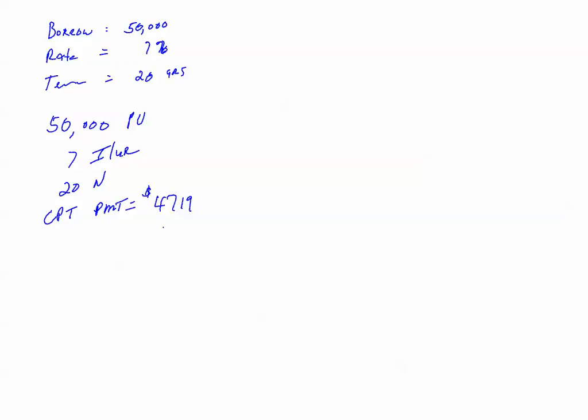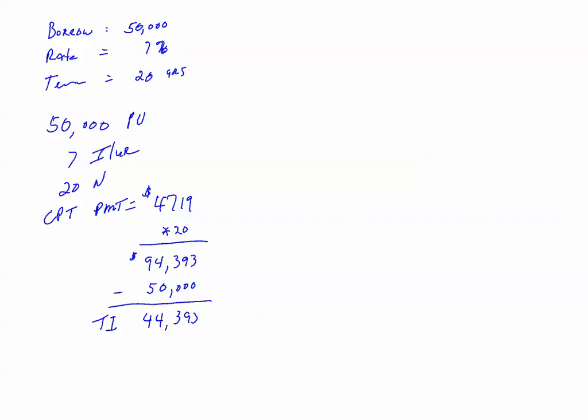So if you were to multiply that by 20, what you would get is $94,393. Now, if you subtract the original $50,000 of principal that you borrowed, you'll see that you're going to pay $44,393, and I'll just label that as total interest over the life of that loan.